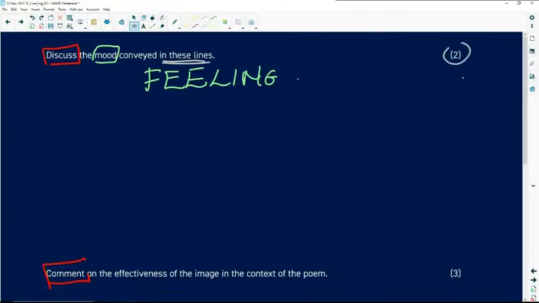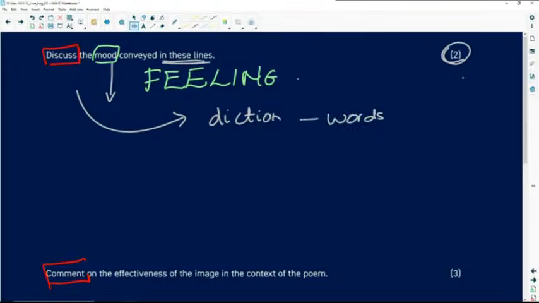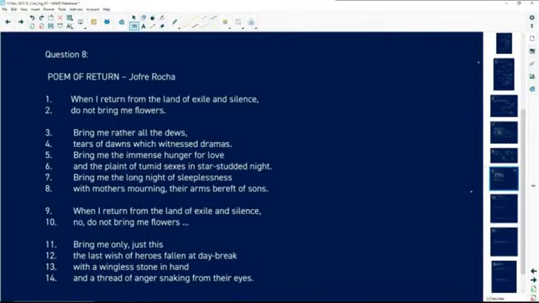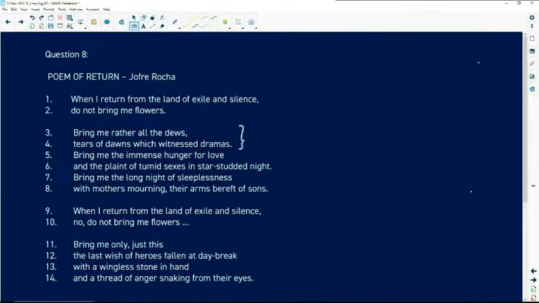So look at the mark allocation. It's going to be one word for describing the feeling, and then the discussion would be, where is the feeling coming from? It's usually a good idea to look at the diction, look at the words, and say, okay, this is the feeling, this is how the feeling is conveyed. So if we go back to the poem, let's say we look at these lines. Always go back to the lines. Highlight the lines on your question paper. So, how is he feeling?